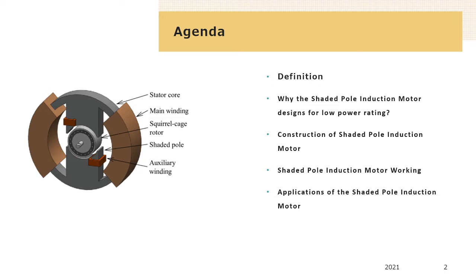So, next po. Dito po pala, meron pong mga parts yung shaded pole motor. Una po is yung stator, sunod po is main winding, tapos yung squirrel cage rotor, shaded pole, tsaka auxiliary winding. So, i-discuss po natin.